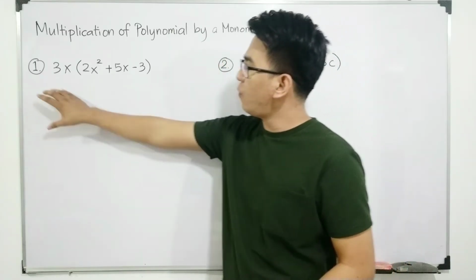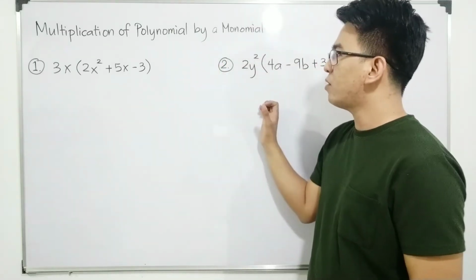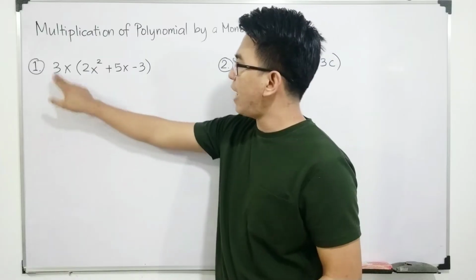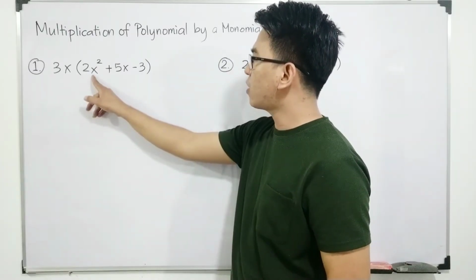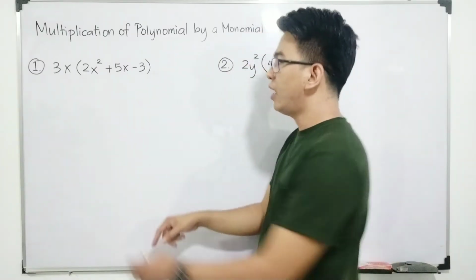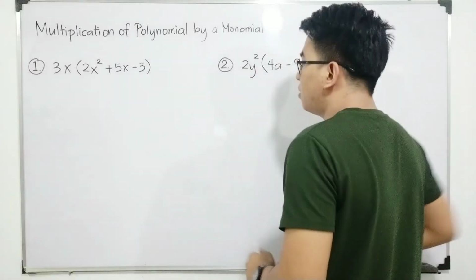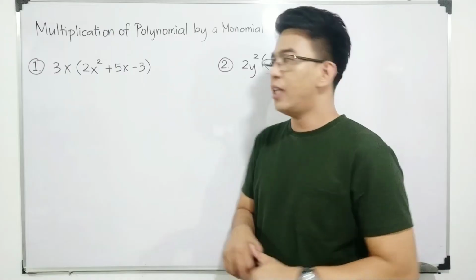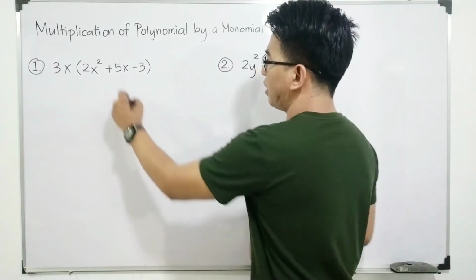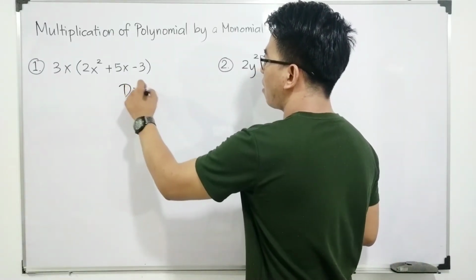And as you can see, we are given here two different examples. We have here 3x times 2x squared plus 5x minus 5. This is your monomial and this is your polynomial. So, paano natin ito gagawin? In this case, we will use distributive property. Meron tayong tinatawag ng distributive property.